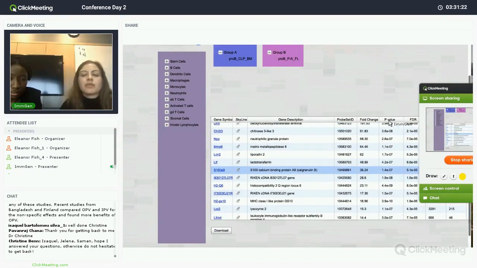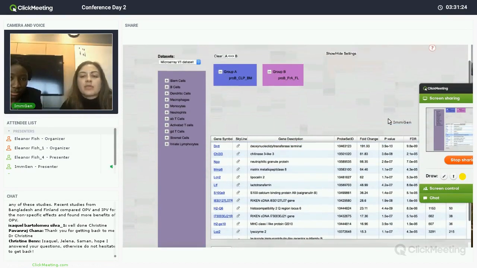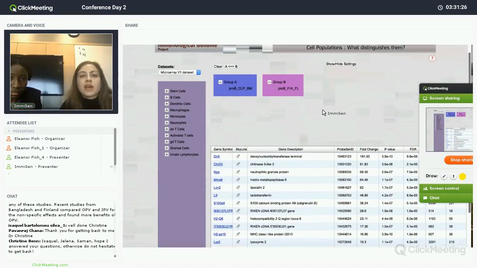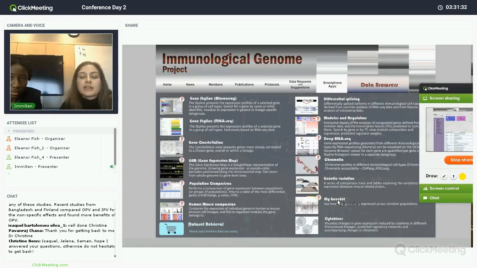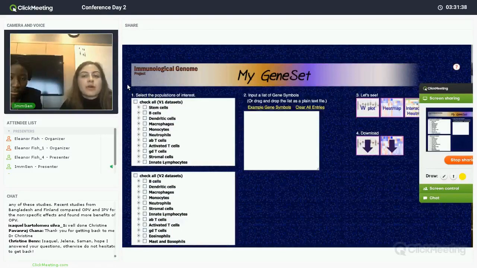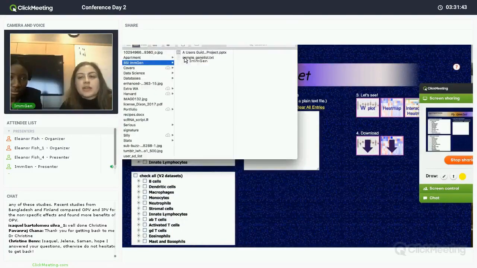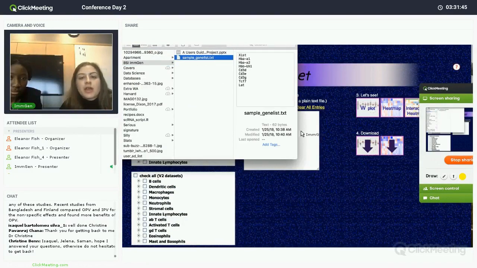This is really useful if you want to find out which genes are significantly upregulated or downregulated in your population of interest. And lastly, we have this feature called My Gene Set, which allows you to import your own list of genes that you're interested in. Here's a sample one I prepared.